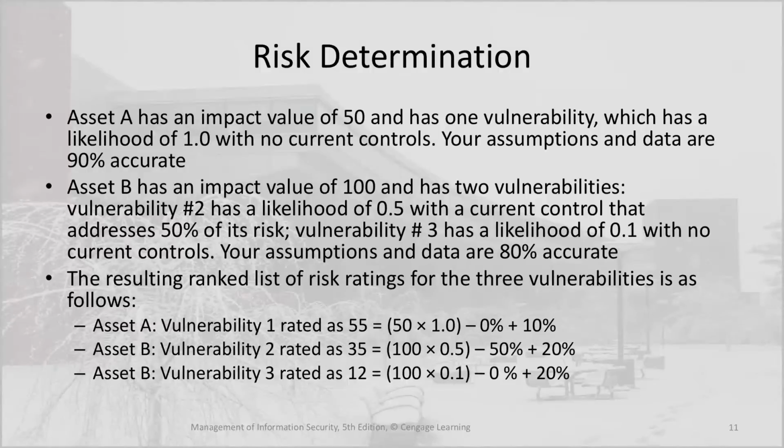So the resulting rank list of ratings for the three vulnerabilities would give vulnerability 1 of asset A as 55, vulnerability 2 of asset B as 35, and vulnerability 3 of asset B as 12.